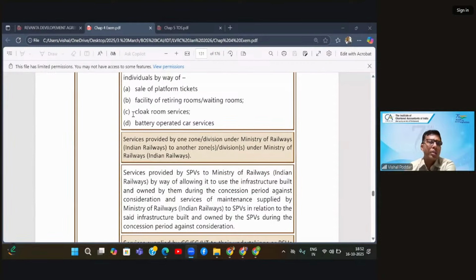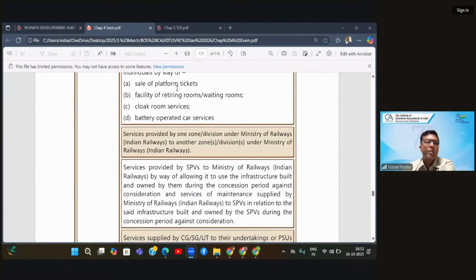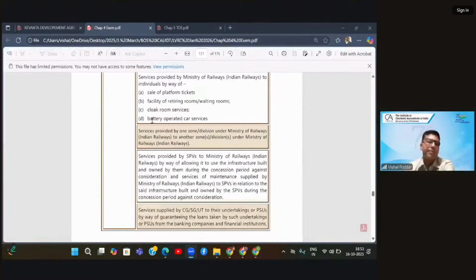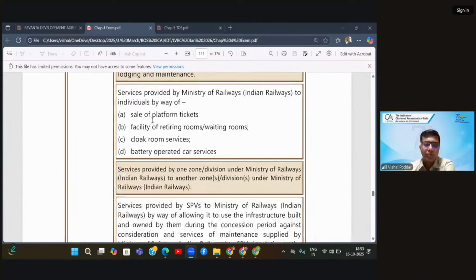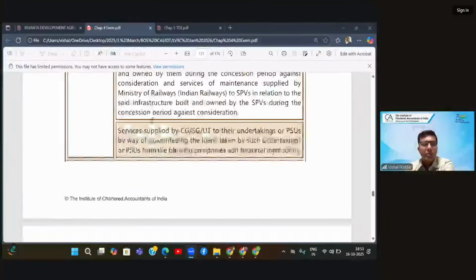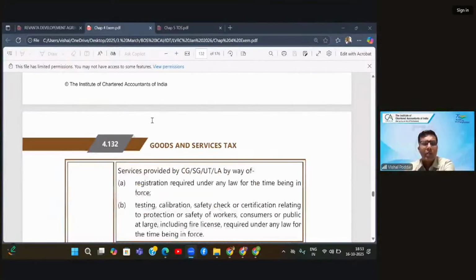Then similarly, there is a cloak room where you can keep your luggage if you want to go out and do your work and come back. Those are exempt. And nowadays you'll find that in major stations, you are given that battery operated car, which will take you from one platform to another or drop you outside. The charges for the battery operated car is also exempt. So these four are the services of railways which will always be exempt. Remaining are not that relevant, so I'm just skipping them.